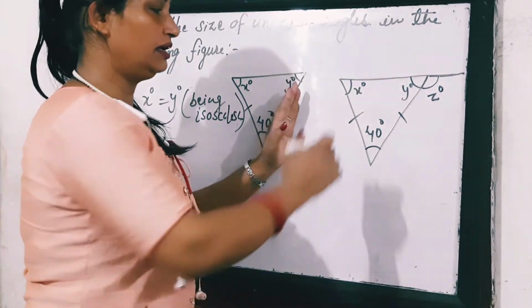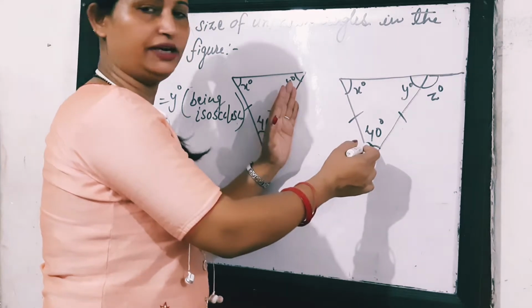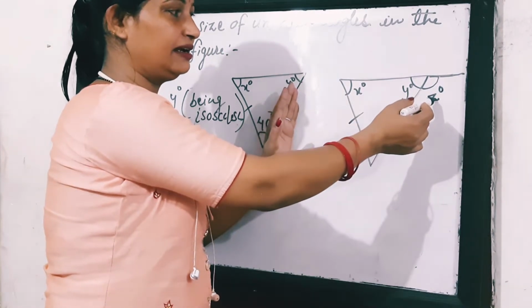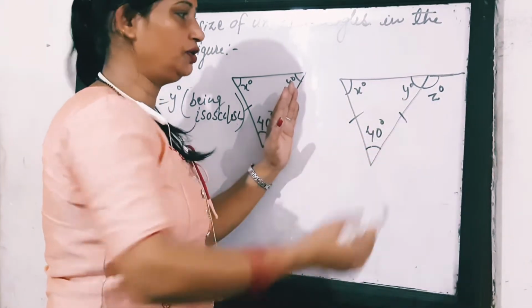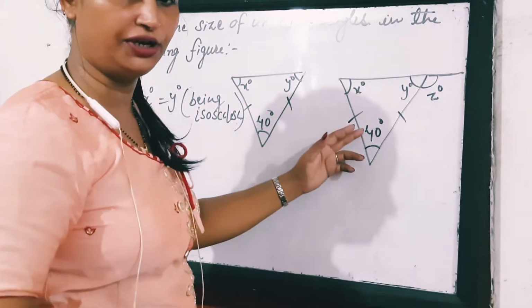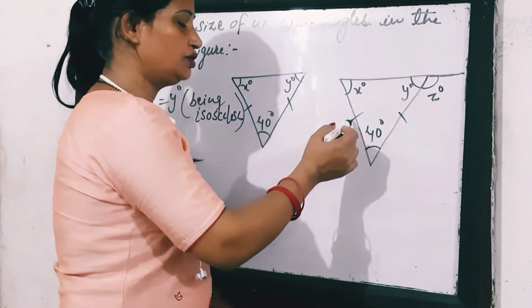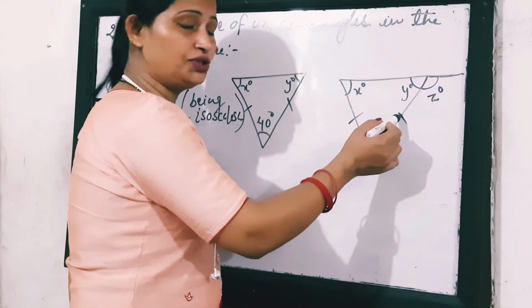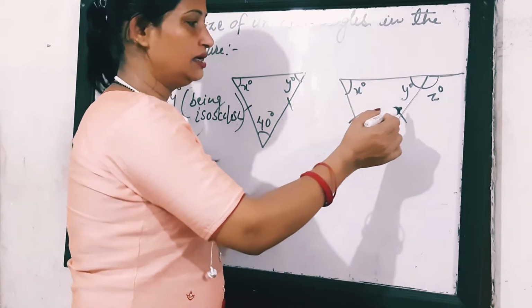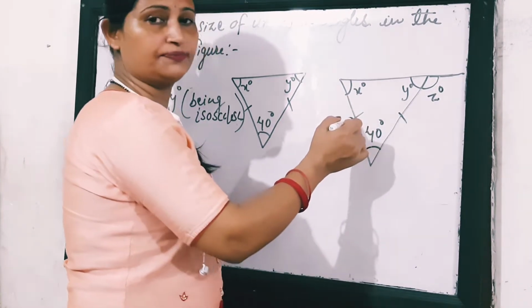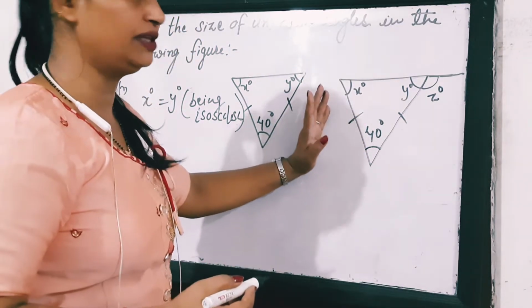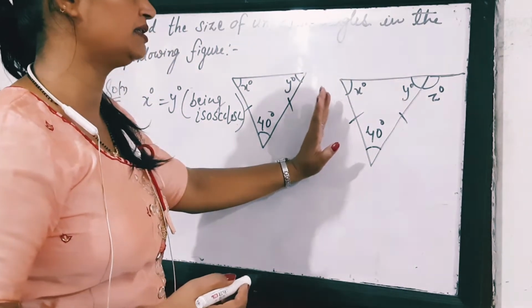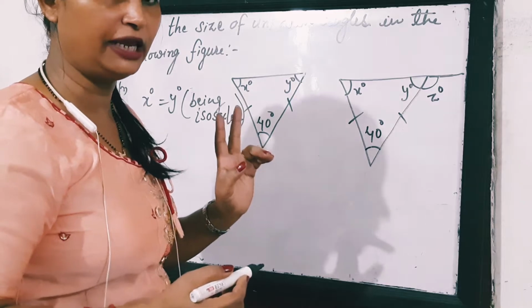Okay. Here x degree, y degree and 40 degree. And the exterior angle here is z degree. Understood? But do you know, in this question it shows that these two sides are isosceles. So as you know, if two sides are equal, their two angles will be equal.